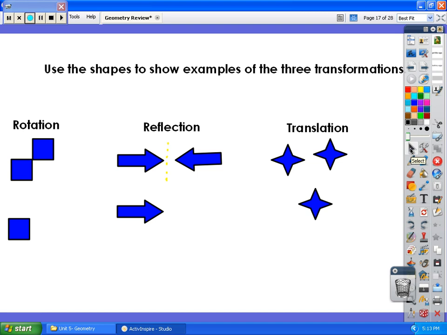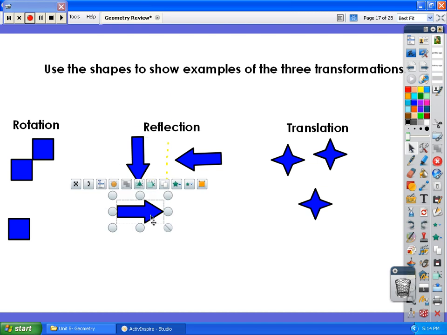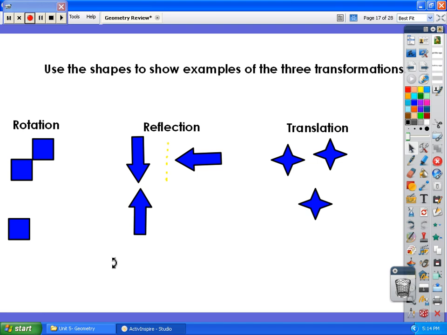Or you can have your arrow, let's see if I can turn it like this. And take this arrow and turn it like this. And then scoot it over a little bit. Okay, these 2, this one and this one, would also be considered reflection.